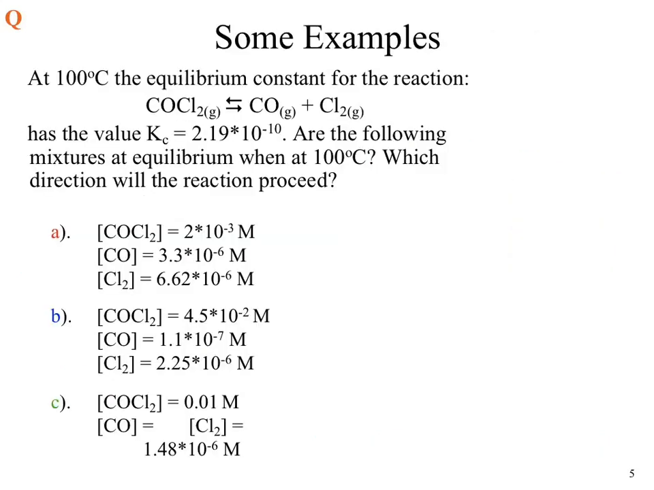So some examples. We'll work the first one together, and then I'll let you guys work on the next two on your own. So at 100 degrees Celsius, the equilibrium constant for the reaction, remember how we talked about yesterday, said the equation would be provided to you, or it would be clear what the equation was. In this case, the equation's given to you, so you know what all your coefficients are. It has the value of K sub C equal 2.19 times 10 to the negative 10.